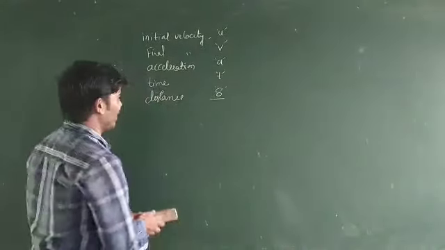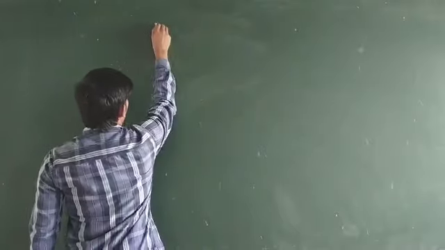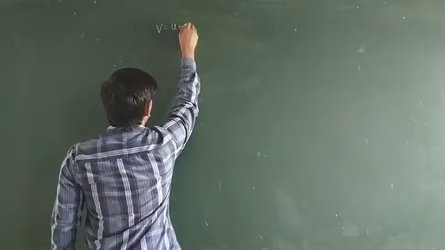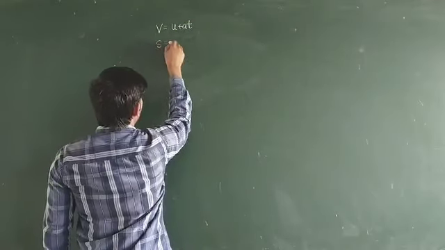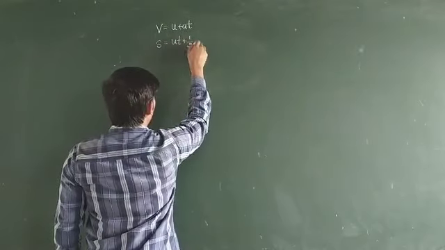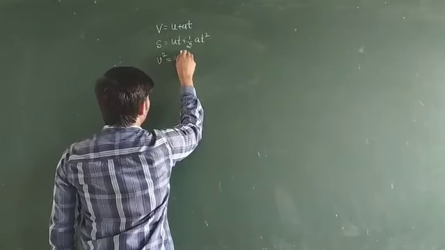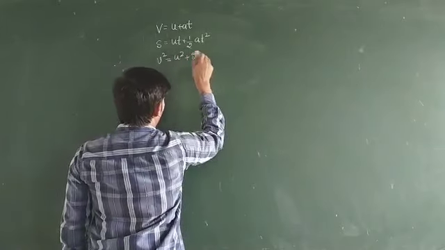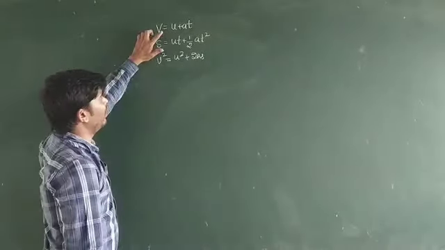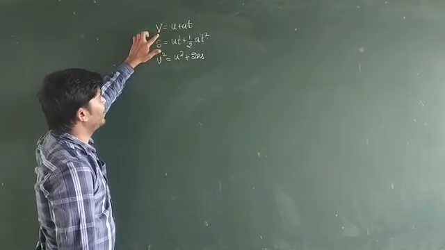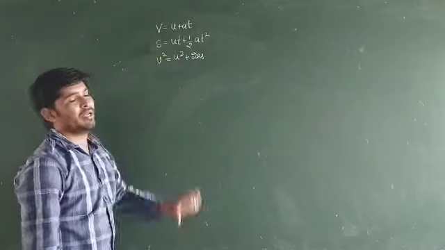Let us see the three equations of motion. The first equation of motion is v equals u plus at, the second equation of motion is s equals ut plus half at square, and the third equation of motion is v square equals u square plus 2as. These are the three equations of motion which give us the relationship between initial velocity, final velocity, acceleration, time, and the distance travelled by the body.